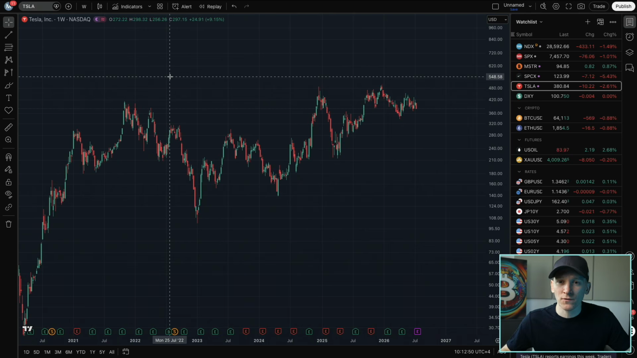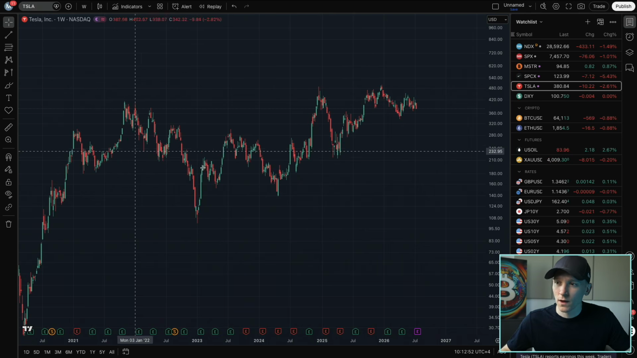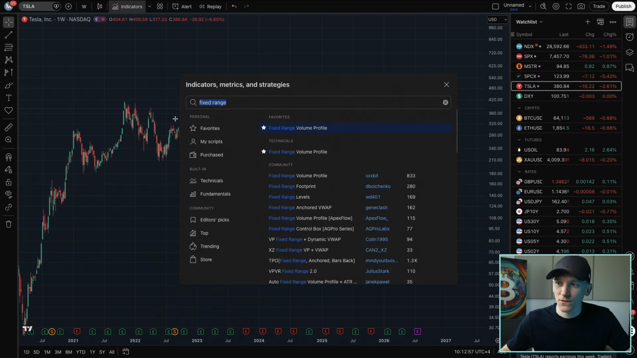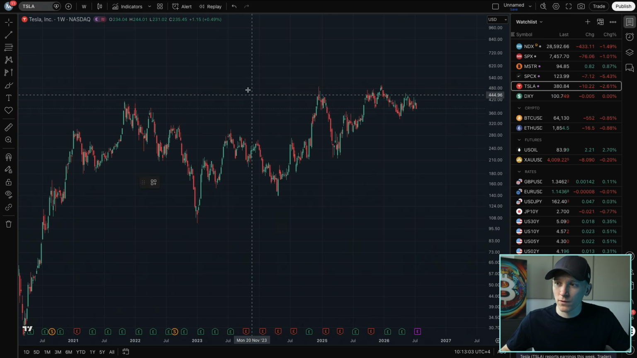I'll show you how to use the fixed range volume profile indicator on TradingView. Once you've got your asset that you want to analyze, go to indicators, search for fixed range right here, click it once. It will be on the chart now, so you can click out of this box. Now, what you want to do is click once to start your analysis.